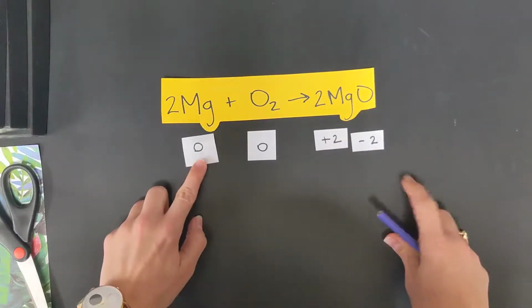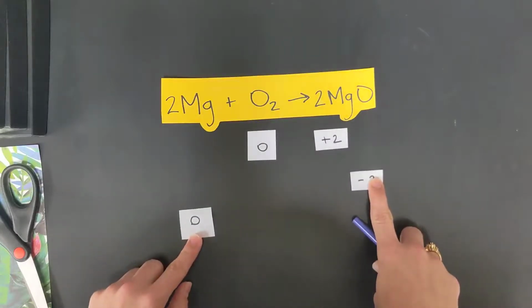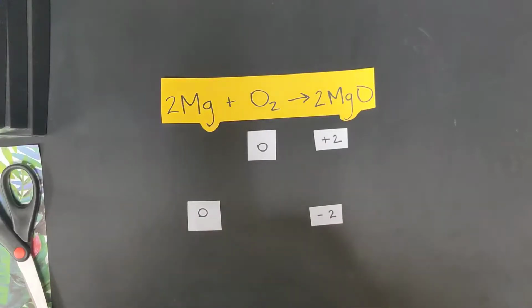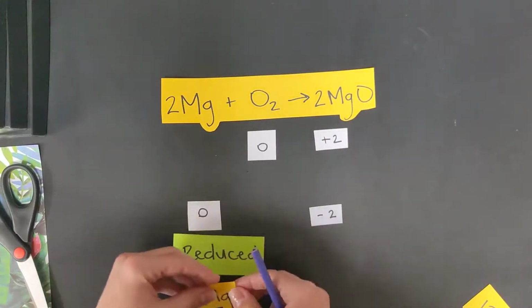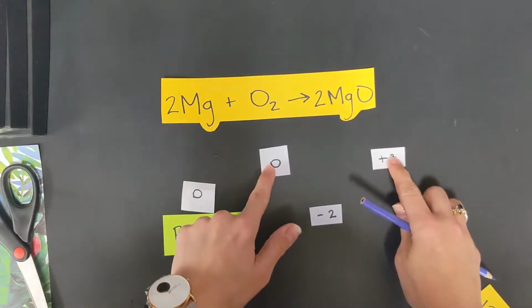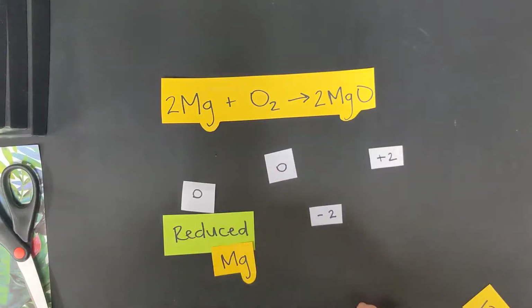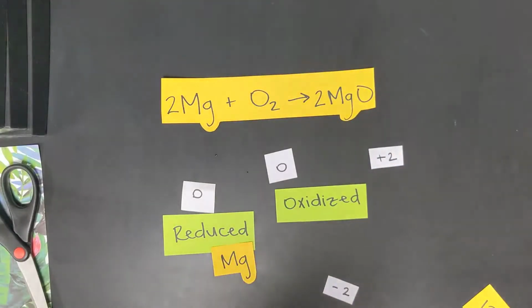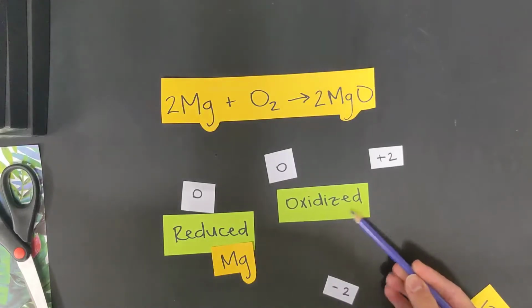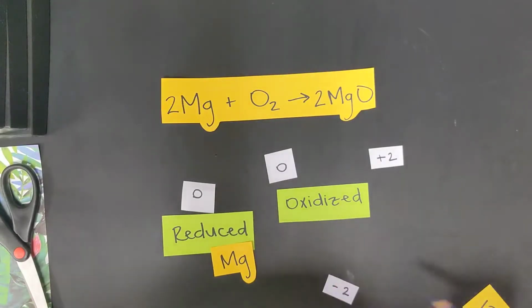So we can see here that magnesium went from 0, a charge of 0, to a charge of -2. That means it had to gain electrons in order to become negative. So, in this case, Mg was reduced. For oxygen, we went from 0 to +2. So to become positive, the oxygen must have lost electrons. So in this case, we see that it was oxygen that was oxidized and magnesium that was reduced.